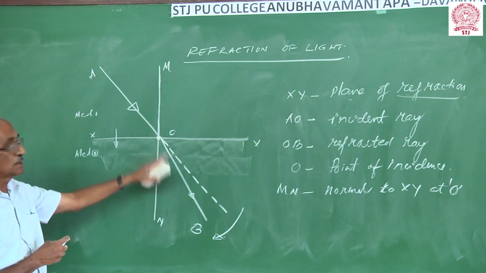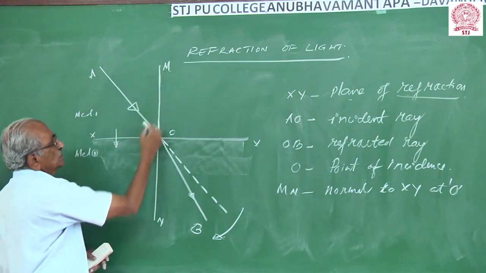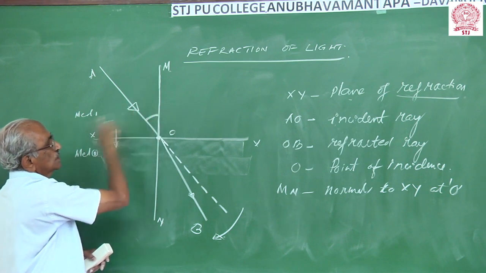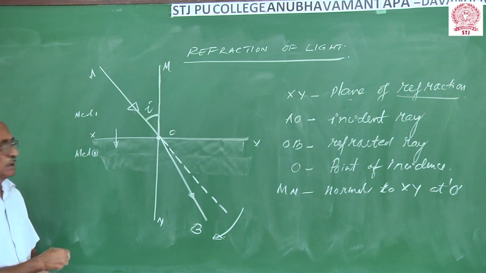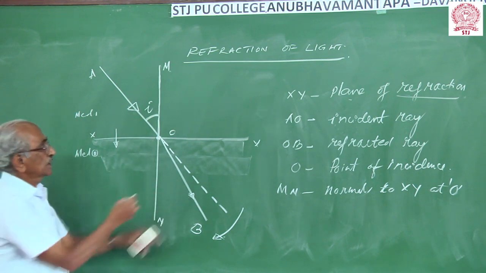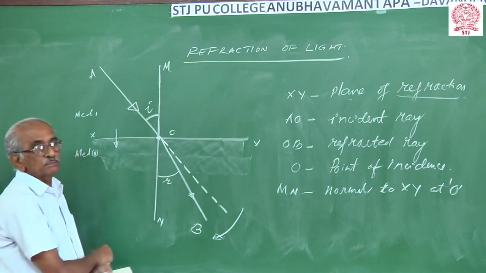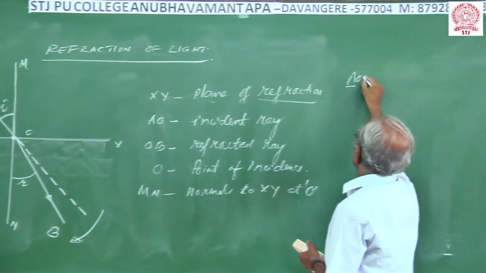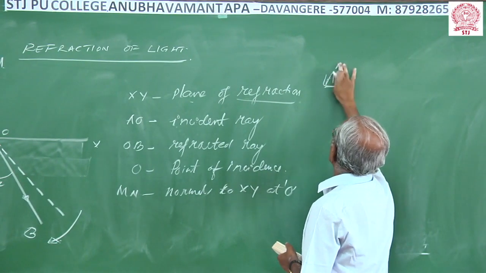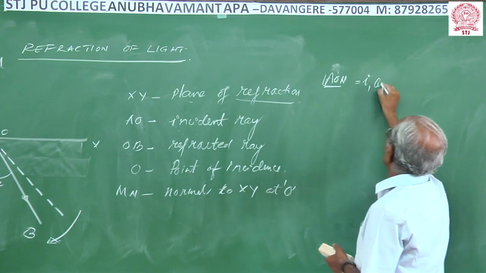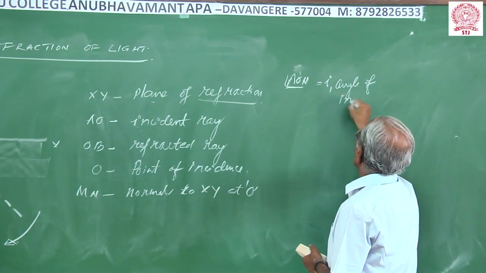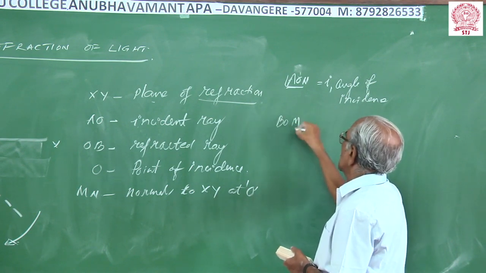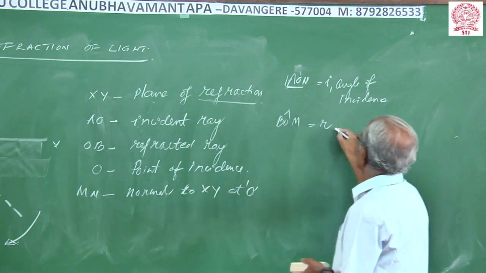Now the normal makes two angles here. The angle the normal makes with the incident ray is called the angle of incidence. The angle the normal makes with the refracted ray is the angle of refraction. So here you have the angle between the incident ray and the normal, which is the angle of incidence. And similarly, angle BOM, the angle between the refracted ray and the normal, is the angle of refraction.